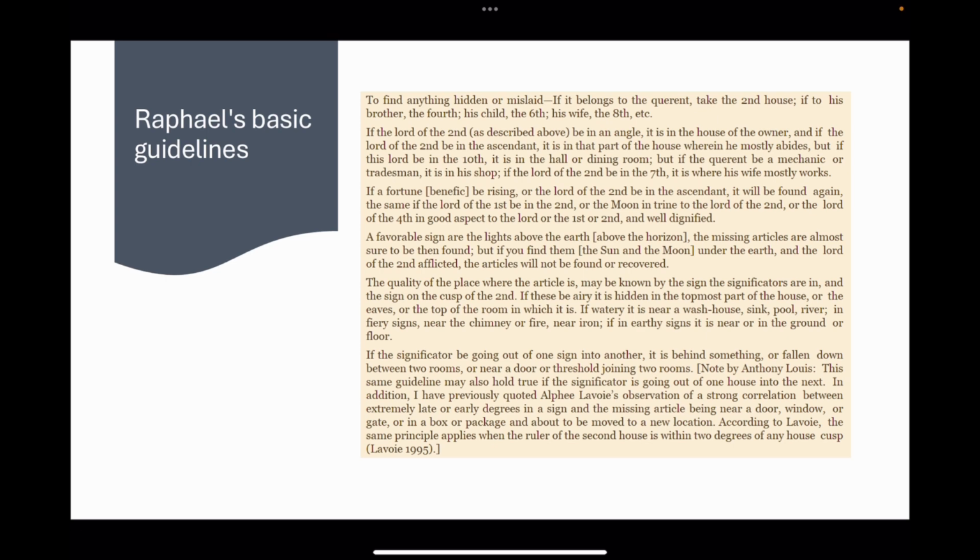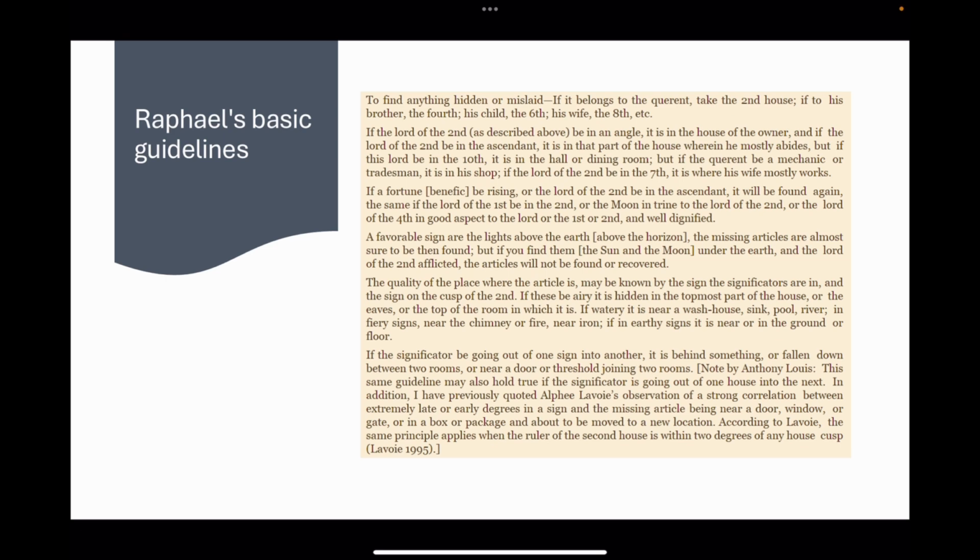And to that, I'll add that when it comes to the other houses, such as the cadent houses, which are the 3rd, 6th, 9th, and 12th, we don't like for significators to fall in those houses because it can indicate where the item has changed locations, because all of the cadent houses have to do with movement and travel because they are falling away from the angles.